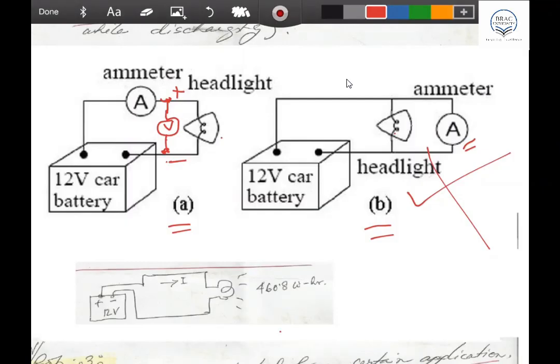So if you connect the voltmeter in series, it is wrong. It is not the correct thing. A voltmeter cannot be connected in series. I hope that everybody understands. Now, yes, sir, the ammeter, you have measured the current.